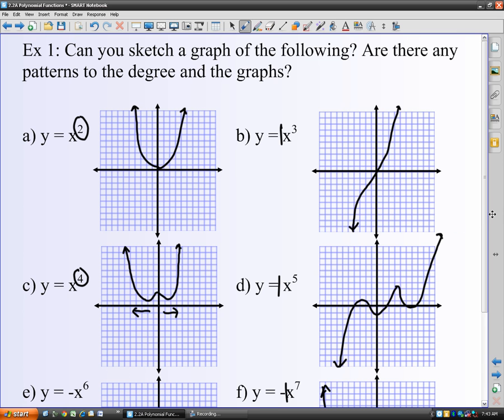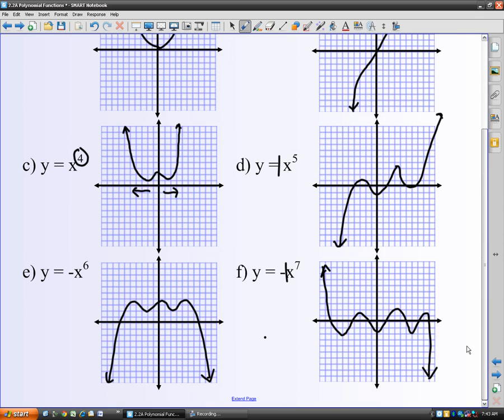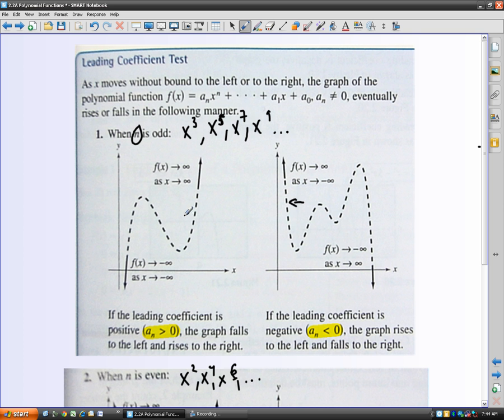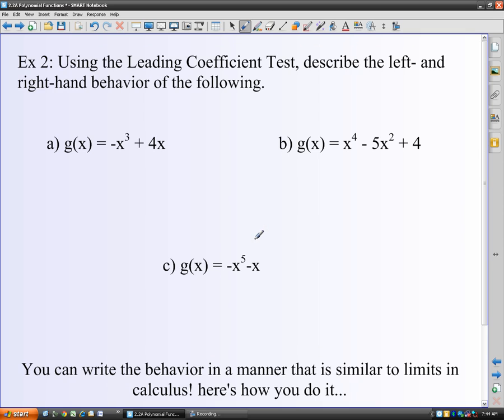When we had x to the 6th, we had both going down because our leading coefficient was -1. So that's kind of our leading coefficient test. We look at it as a way to figure out what's happening with the graphs without having to actually graph them. Then it says, using the leading coefficient test, describe the left hand and right hand behavior of the following.